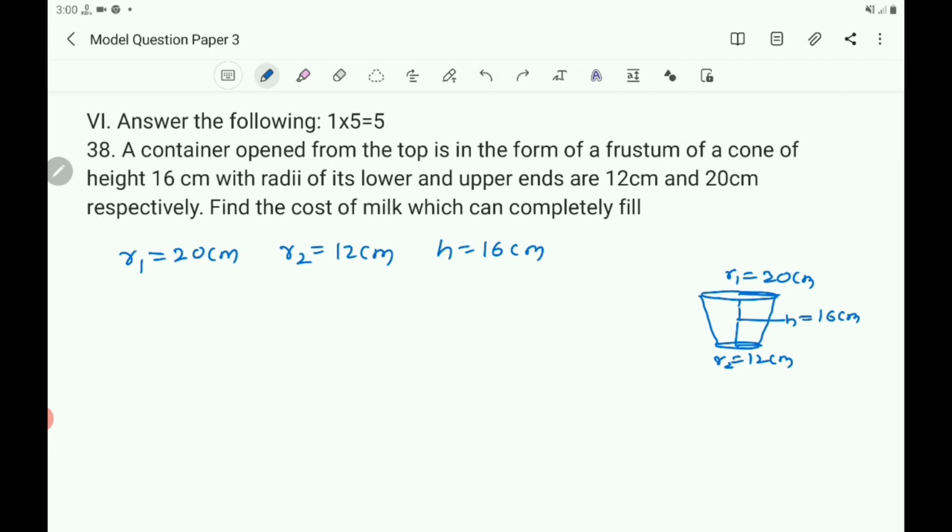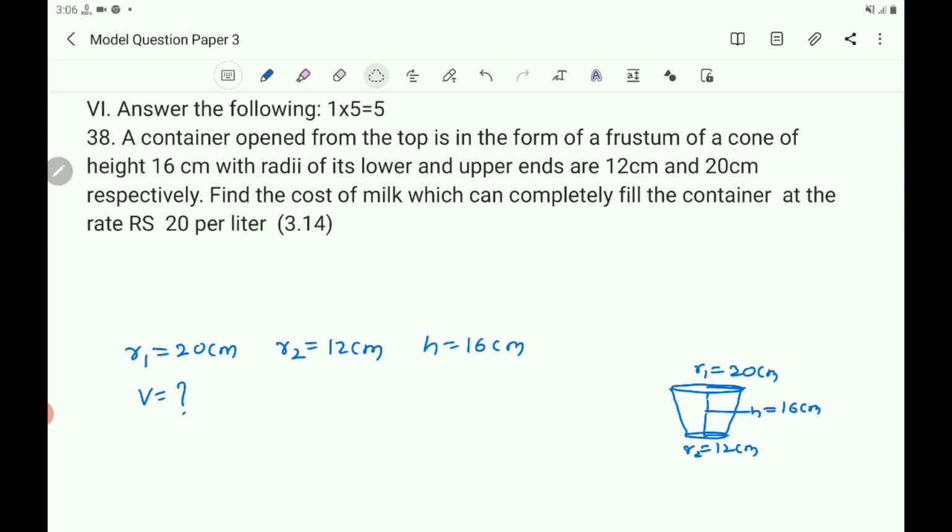Now we have to find the volume of the container, which is the volume of milk that can be filled in the container, and also the cost of that milk. The rate of milk is given as rupees 20 per liter.